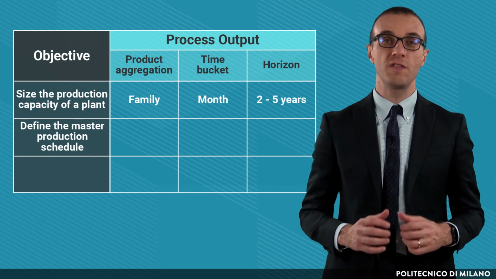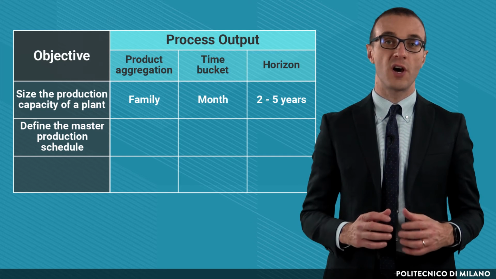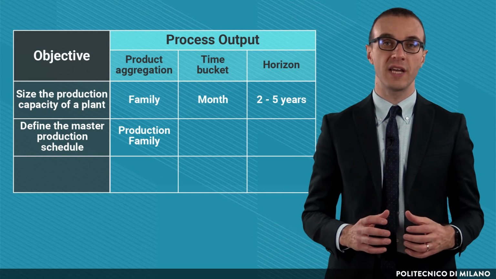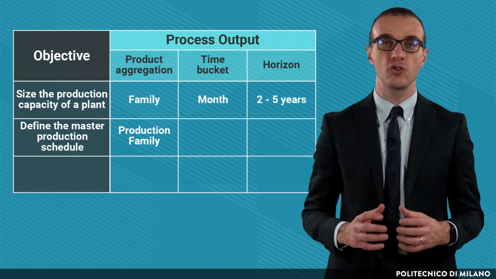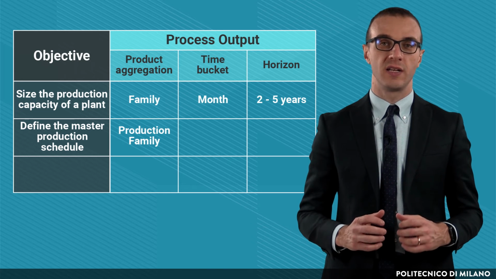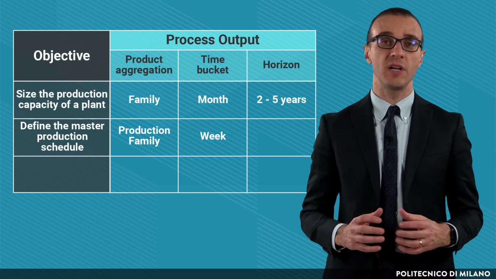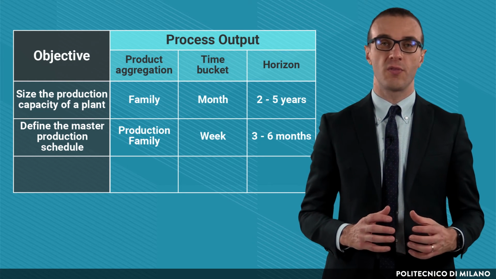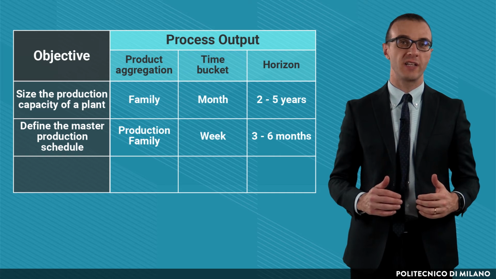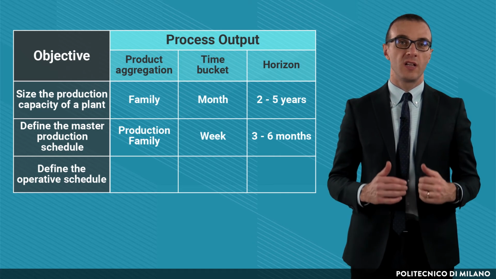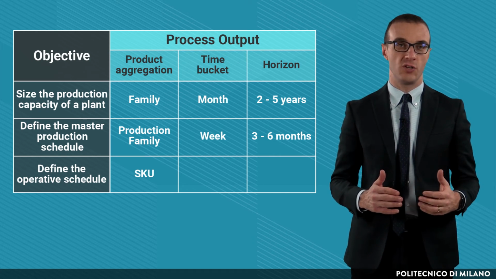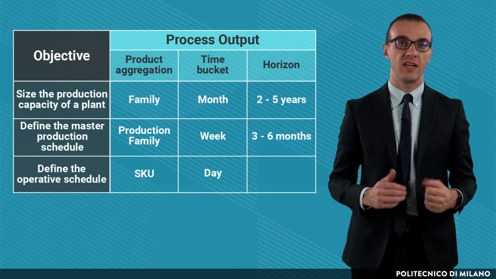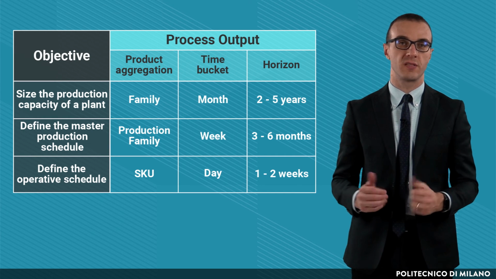If the objective is to define the master production schedule, the product aggregation level is the production family. That means products are aggregated based on the features that affect the choice of the production system. The time bucket is the week, which is the typical bucket for a master production schedule. The horizon could vary from 3 to 6 months. If the objective is to define the operative schedule, the product aggregation level is the SKU. The time bucket is the day, since the activity is conducted on a daily basis, and the horizon could vary from 1 to 2 weeks.